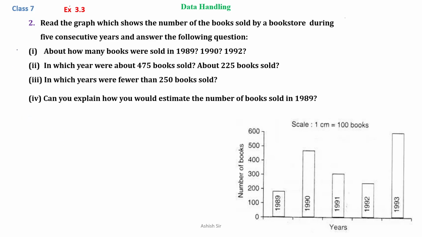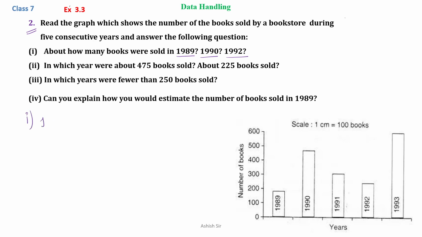Exercise 3.3, question number 2. Read the graph which shows the number of books sold by a bookstore during 5 consecutive years and answer the following questions. So the first question says about how many books were sold in 1989, 1990 and 1992.